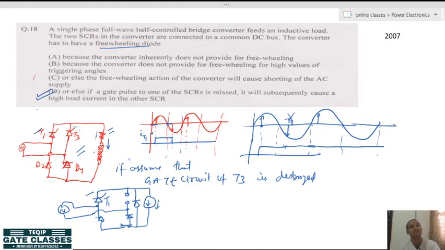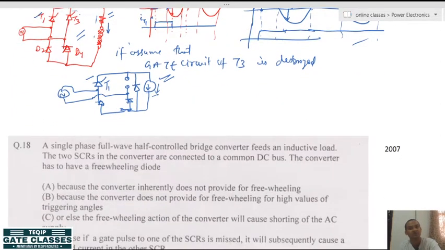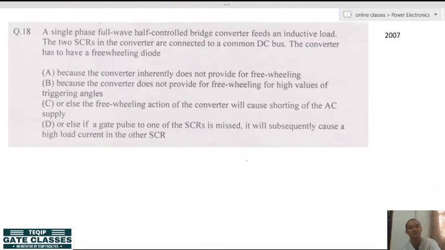So, you see that the GATE questions are very simple. What you have to do is just understand the question and make a modified circuit. What will be the circuit? And based on the load conditions and circuit conditions given, try to draw the waveforms. So, moving on to the next question.